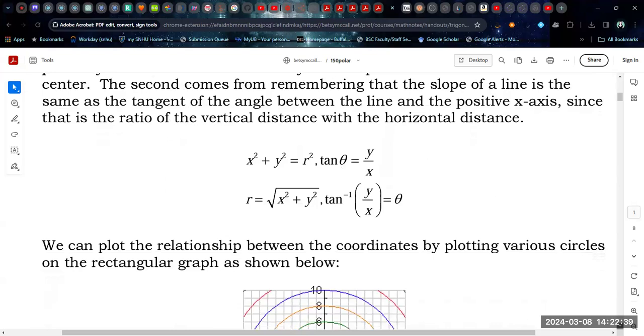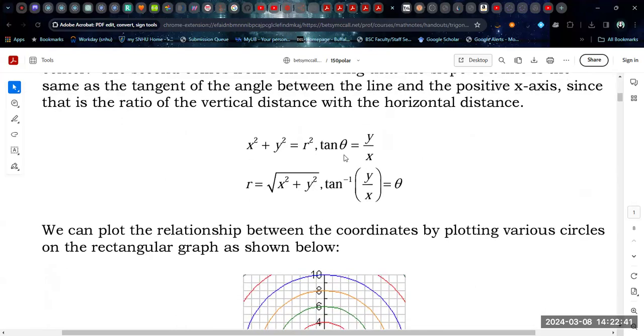Now, if we want to relate x and y to each other in another way, maybe we have slightly different pieces of information. We can also use this relationship of the circle, x squared plus y squared is r squared, and that the angle, tangent theta, is equal to y over x. So again, think about this as opposite over adjacent. That's how we get that theta. You can also think of this in terms of r equals the square root of x squared plus y squared, again derived from the Pythagorean theorem, or inverse tangent of y over x is equal to theta.